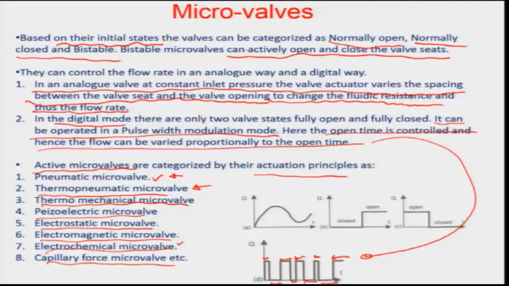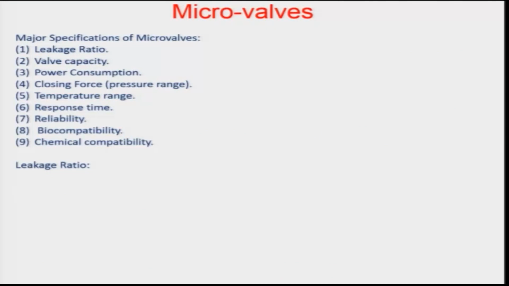But before going into the engineering design aspect, obviously an actuator is the cause for all this to happen. So therefore the overall valve performance has to be routed in terms of how the actuator is going to work, okay, for closing up or opening up the valves at different conditions of time and flow rates. So major specifications in case of valves which we arrive at are the leakage ratio, the valve capacity, power consumption, closing force, temperature range, response time, reliability, biocompatibility, and chemical compatibility.